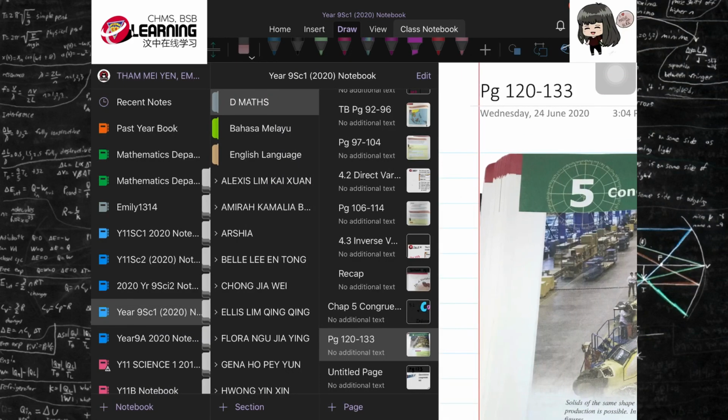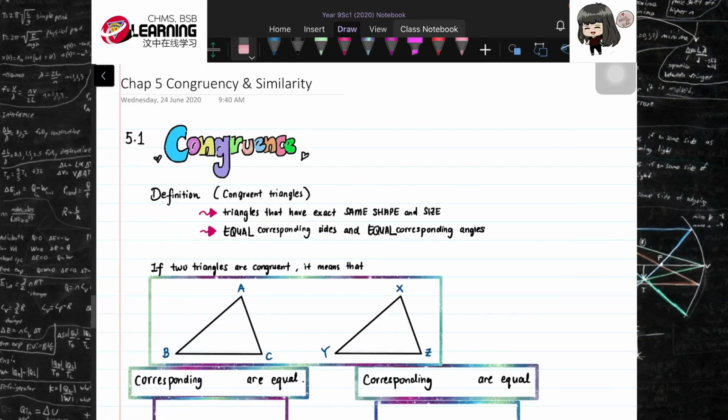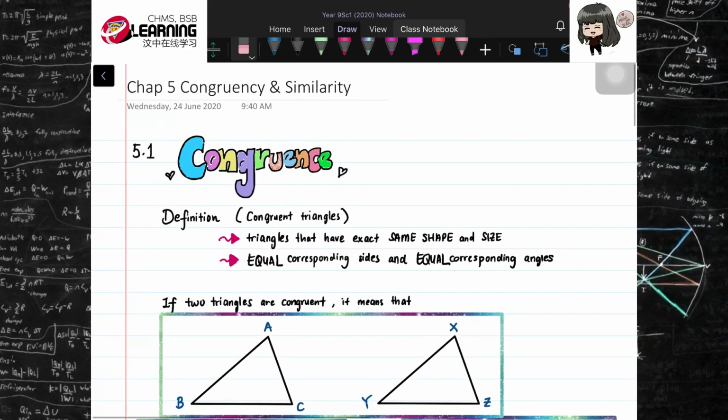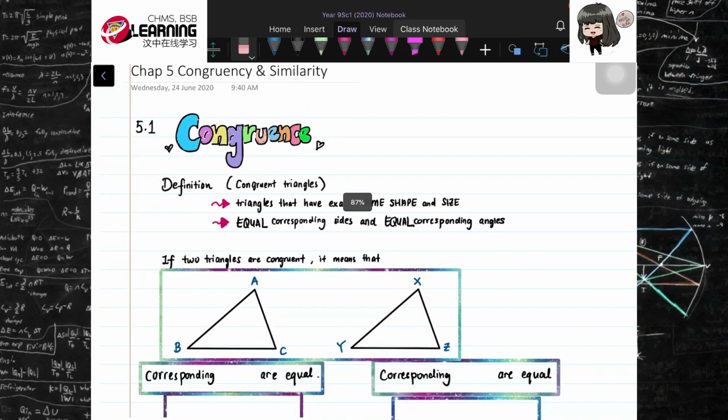Today we're going to learn new topics. I will start off from congruency. I'll explain to you what is congruency, and as for similarity, we will learn after we learn congruency. So this is my notes here.